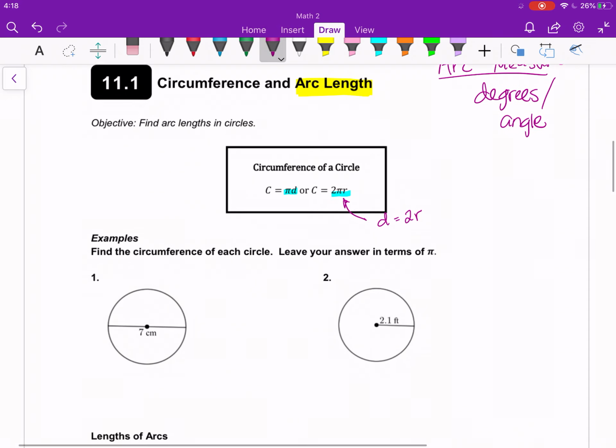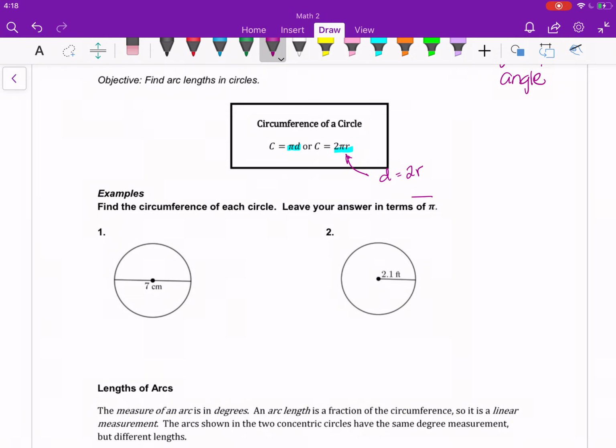So let's go ahead and just do some quick examples. We're going to leave our answers in terms of pi. So for number 1, we've got 7 centimeters as our diameter. So we'll use this first one. It's pi times the diameter. So pi times 7, or 7 pi, is our circumference. So that's our answer, and then I'll put centimeters because that's our unit. That's our answer in terms of pi.